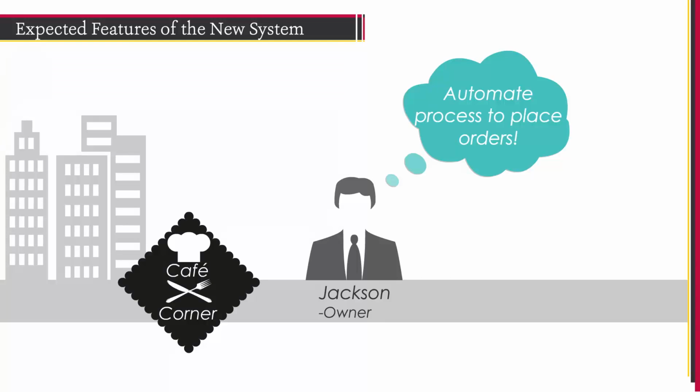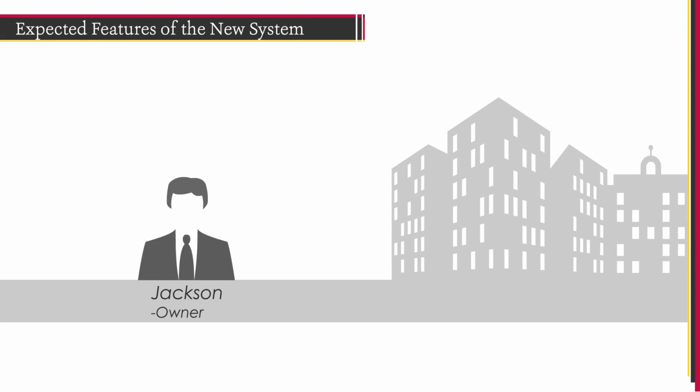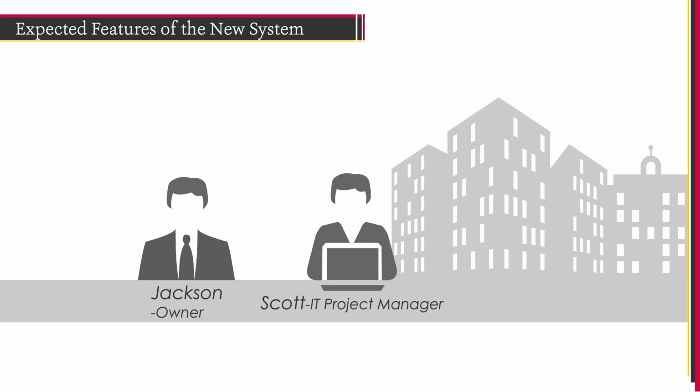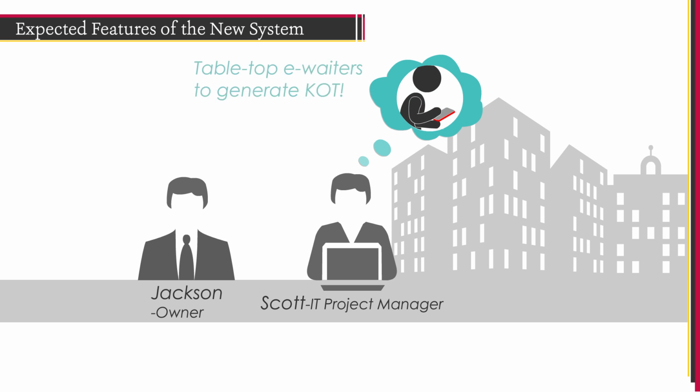However, the customer on the go cannot be expected to place an order in advance, as they may not have access to computers or laptops. In addition, not every customer is tech-savvy. Jackson approaches IT Tech Solutions team, where he meets Scott, the project manager of the mobile application development team. Scott decides to use the concept of tabletop e-waiters in the restaurant, which generates the KOT for dine-in customers while taking an order itself.